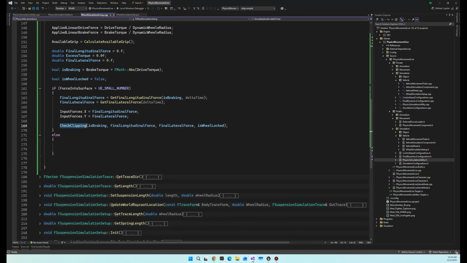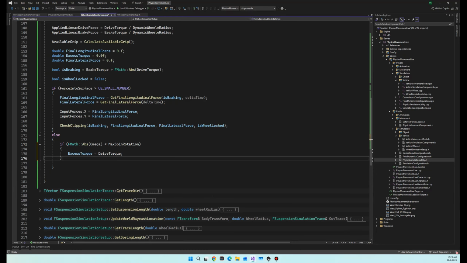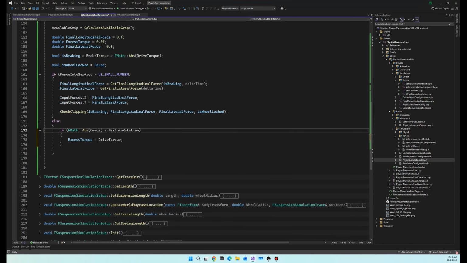All right, so if we're not in contact, or if this wheel has no force on the ground, then we're going to do this instead, which is just going to check the omega. So, check if the omega is less than the max spin rotation, then any excess torque, then drive torque is excess torque. This could be that it's a powered wheel. If it's a powered wheel, we want that wheel to keep spinning. If it's not a powered wheel and it's not in contact with the earth, then we want that wheel to slow down based on the wheel's inertia.